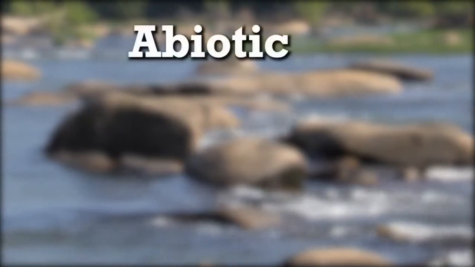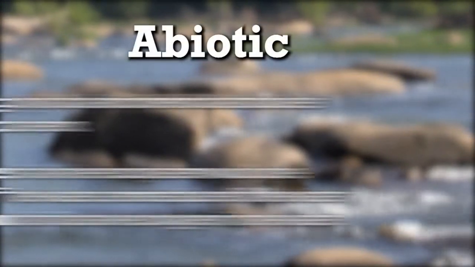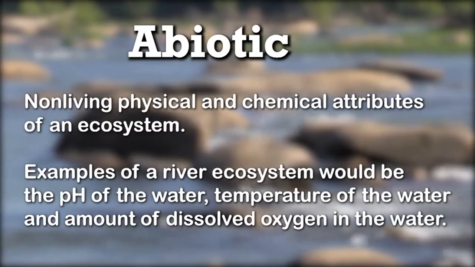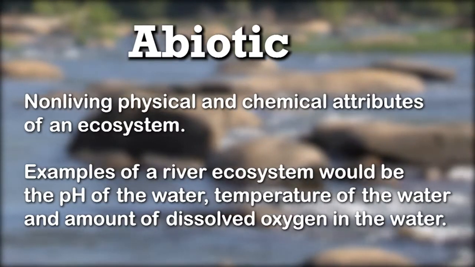The other component is abiotic, non-living physical and chemical attributes of an ecosystem. Examples of a river ecosystem that are abiotic would be the pH of the water, the temperature of the water, and the amount of dissolved oxygen in the water.